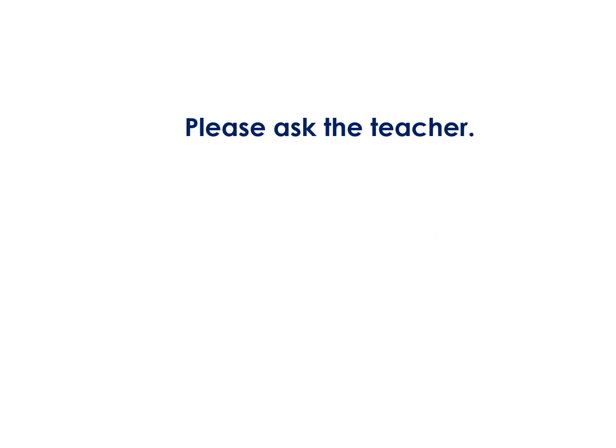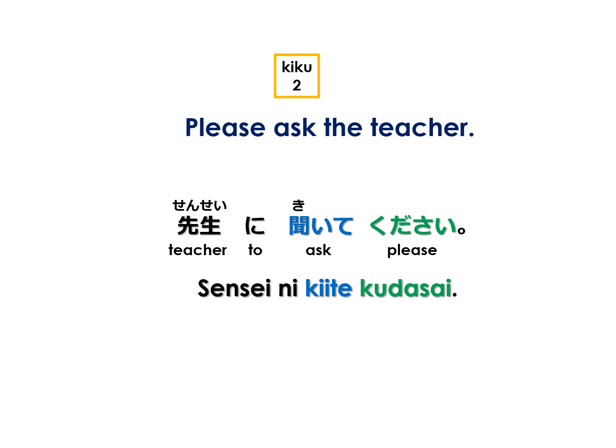Now let's use Category 2 verbs. Please ask the teacher. To ask is kiku. In Japanese, sensei ni kiite kudasai. Sensei takes the particle ni, which indicates for whom something is done. To review how to use Japanese particles, please see lessons 22 to 24 of our English playlist.